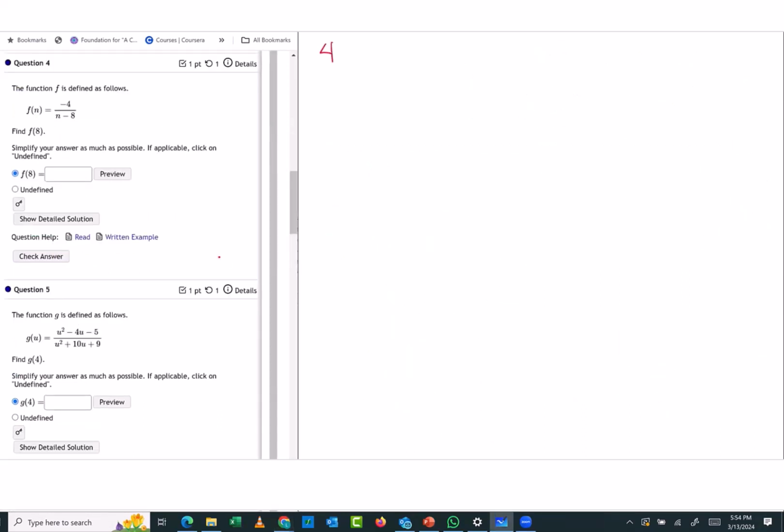Number 4. The function f is defined as follows. f of n is equal to -4 divided by n minus 8. And we're trying to find what f of 8 is.